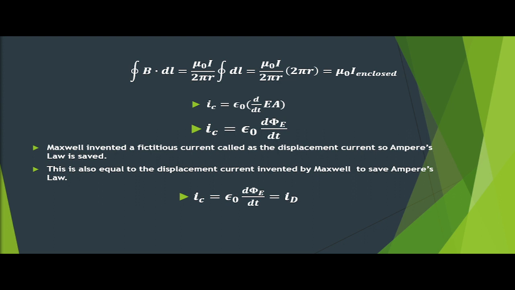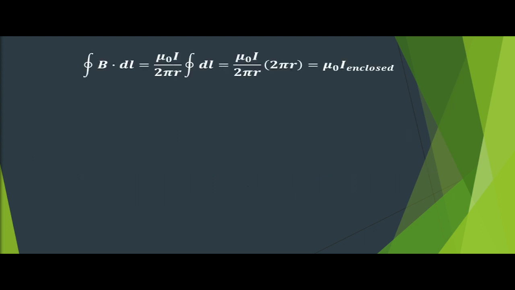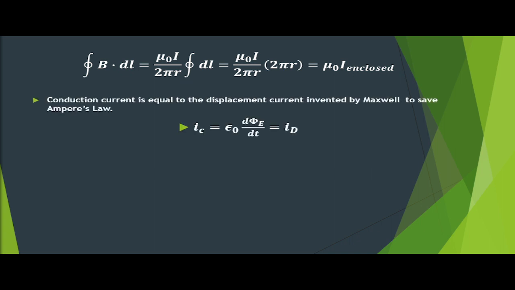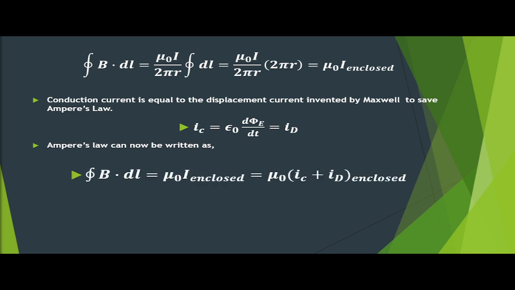Ampere's law can now be saved and can be written with the conduction current, and since I sub c is equal to I sub d, we can write Ampere's law in its complete form. These laws can be used to prove that light is an electromagnetic wave and it has a constant speed.